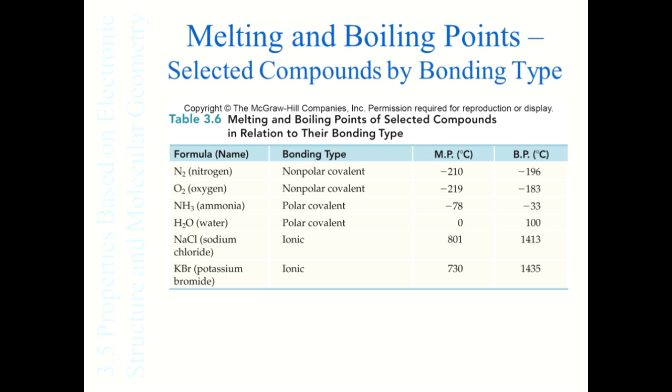Here's oxygen. Ammonia, negative 78, negative 33. Water. Water jumped up all the way to 0 and 100. Okay? Very high melting and boiling points for this small of a substance. And that has to do with hydrogen bonds.